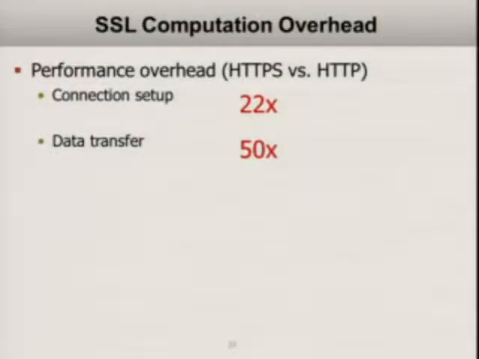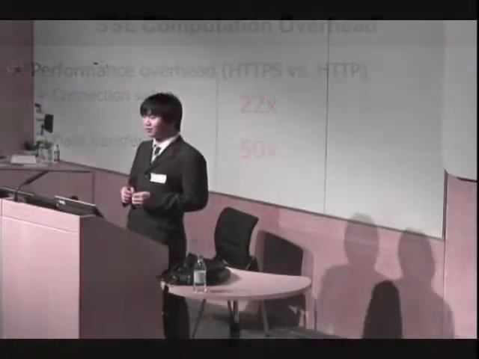So to get a sense of the computation cost of SSL, we ran a simple benchmark with the web server. And this benchmark is run with only a single CPU to eliminate the multi-core scalability issue. We make the client generate HTTPS and HTTP requests indefinitely, and by varying the content size, we get the load. And for connection setup, we see about 20 times more computation for HTTPS, and for data transfer, we see about 50 times more computation cost for HTTPS. So what should we do now?